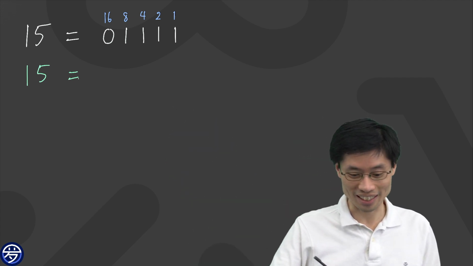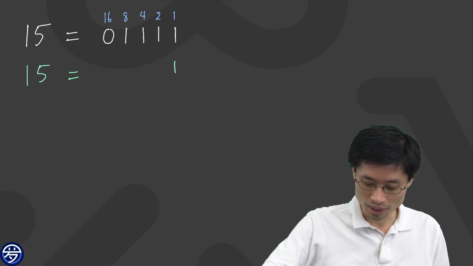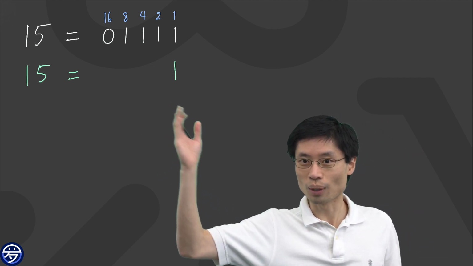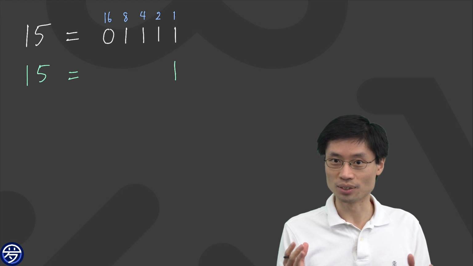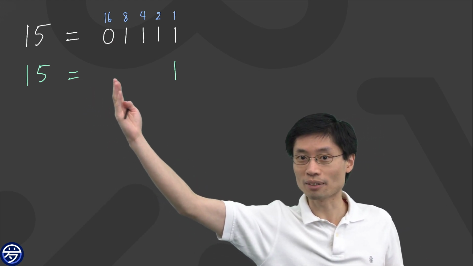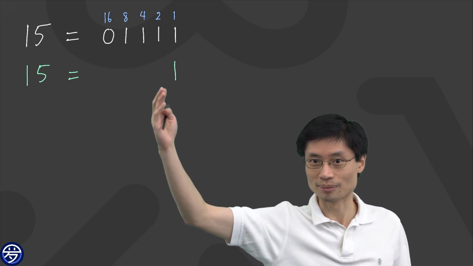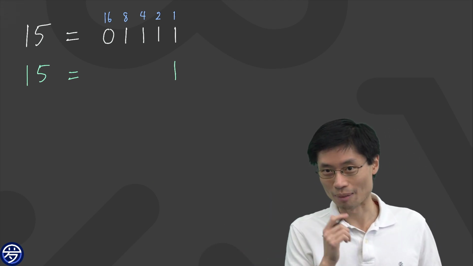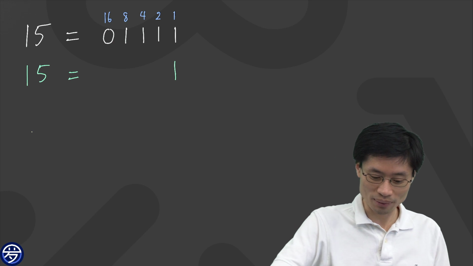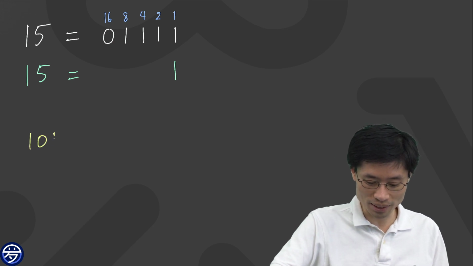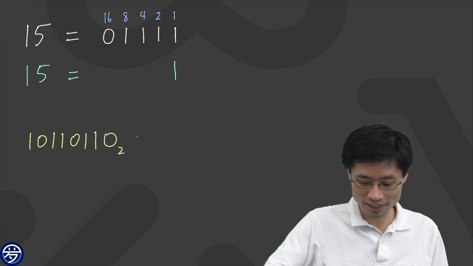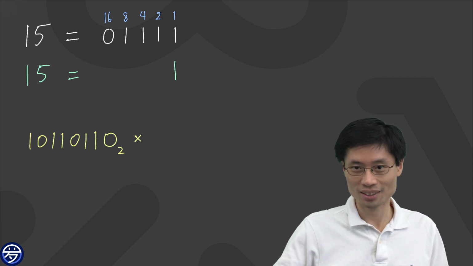So I'll go the other direction. I'll put a 1. Now once I put a 1 here, there's a 1 here. There's 14 left to do. So now I want to make 14 out of these things. But I want to show you a neat trick. Do you know what happens if I ask a separate question? What is the number 10110110 in binary times 2?